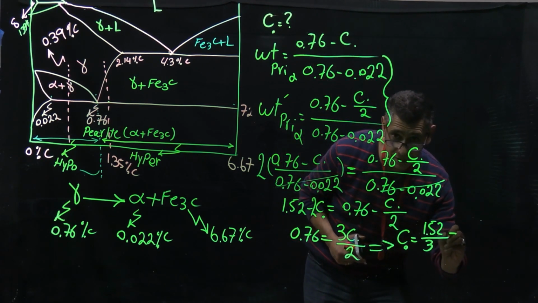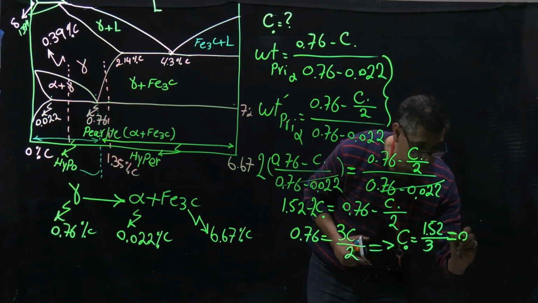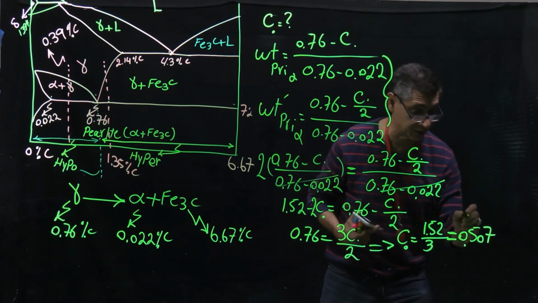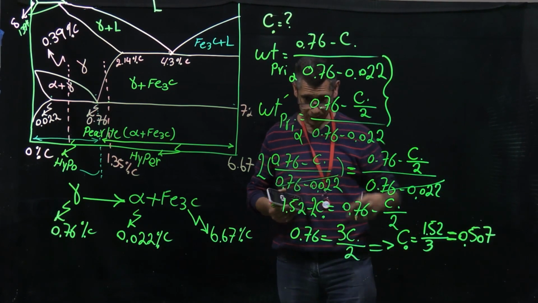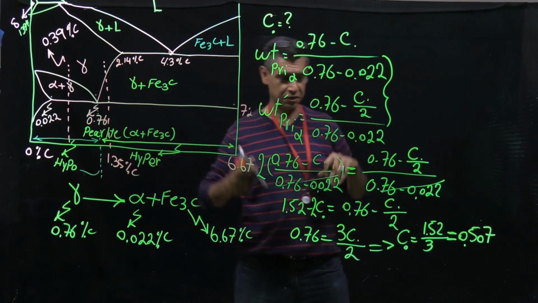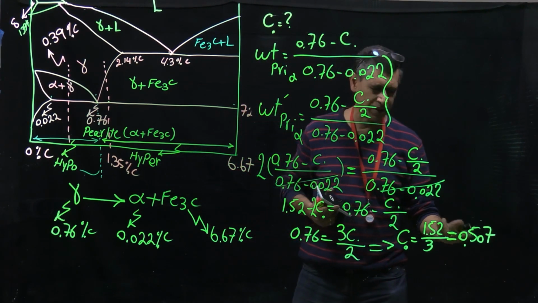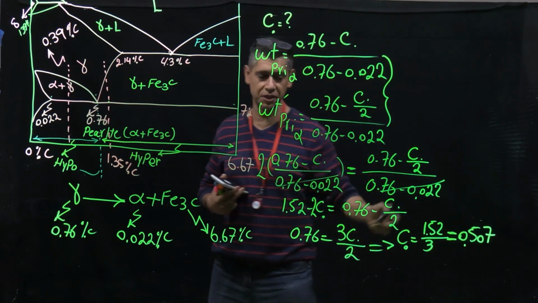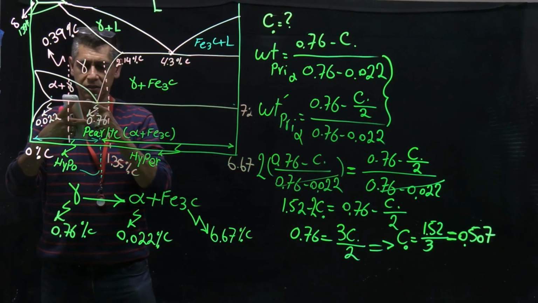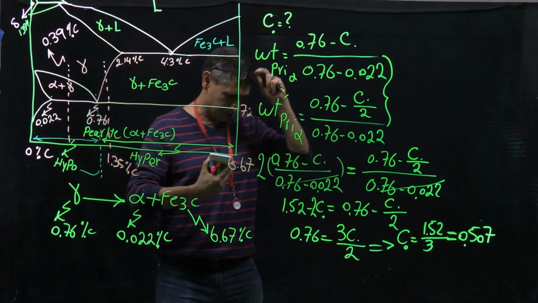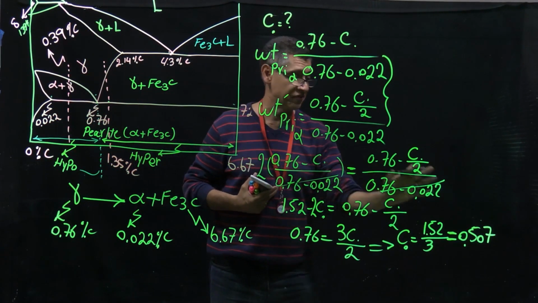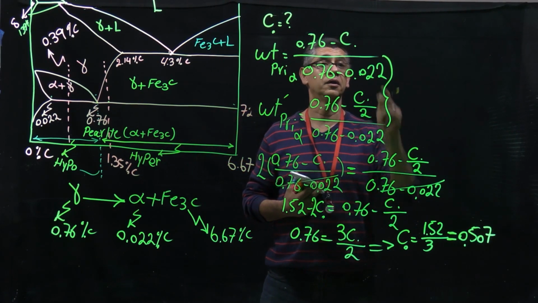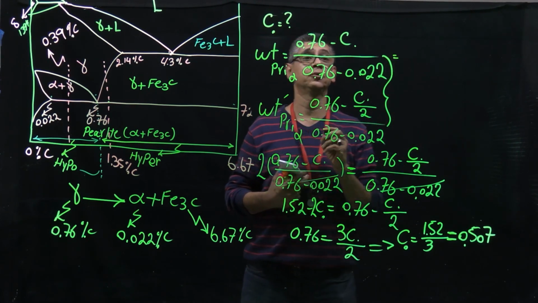Okay, the answer is 0.507. That's the carbon content of my alloy. Now let's do a little bit of reverse on the numbers. Let's see what is the primary phase in this. The primary phase in this is this divided by the whole thing.